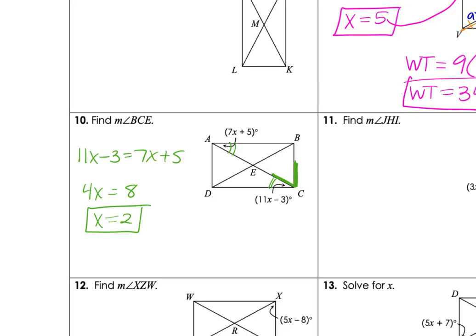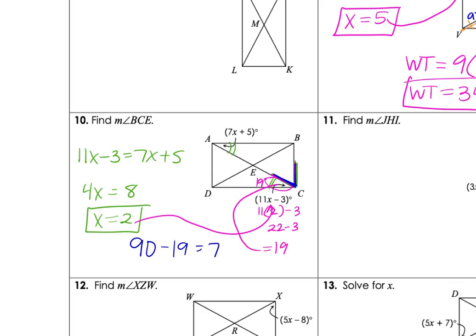But look at what they asked you to find. They asked you to find this angle. So if we plug the 2 in, we found this angle. What are we going to do with that value? Let's just plug it in first. So 11 times 2 minus 3, or 22 minus 3, is 19. Okay, so this angle is 19 degrees. How are we going to find the one they're looking for, this blue guy? Yeah, 90 minus the 19. So that's 71 degrees. Okay, questions on that?